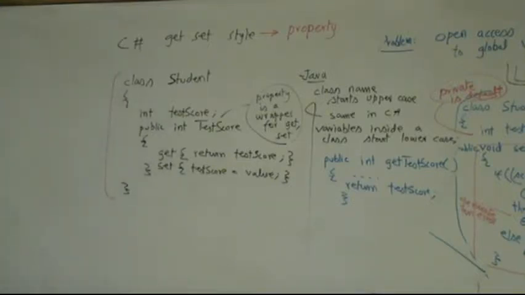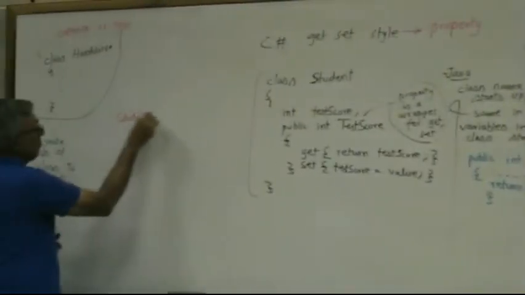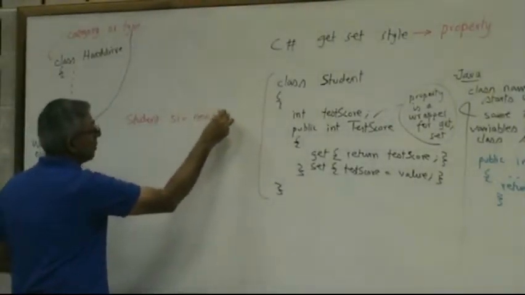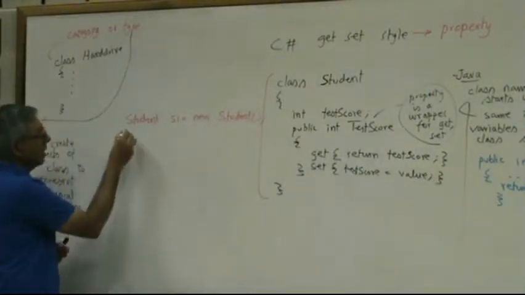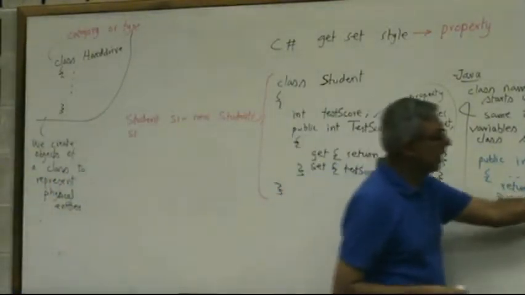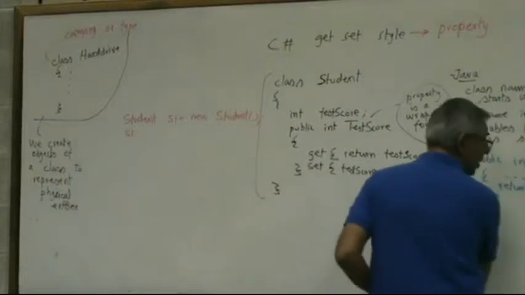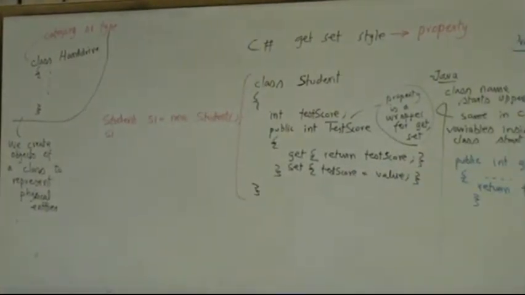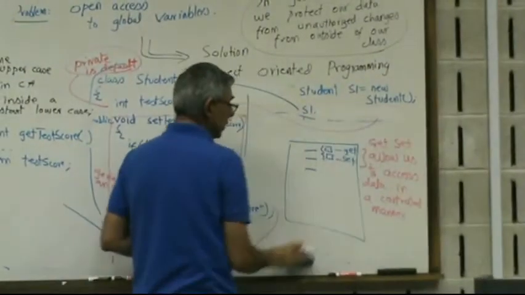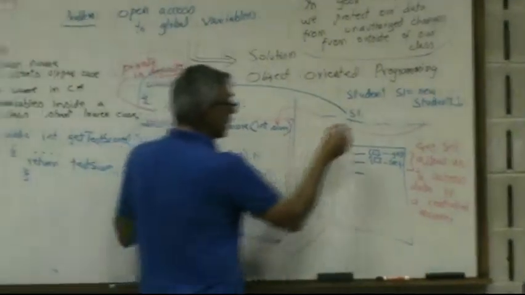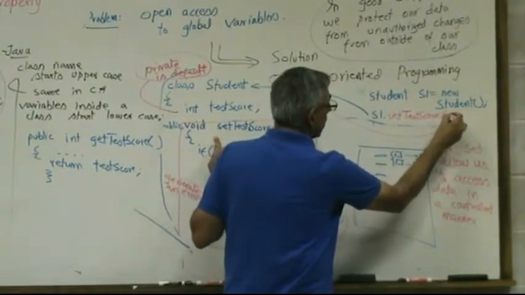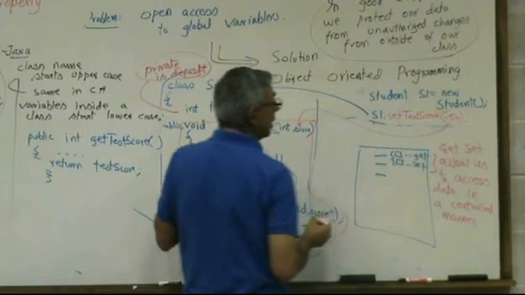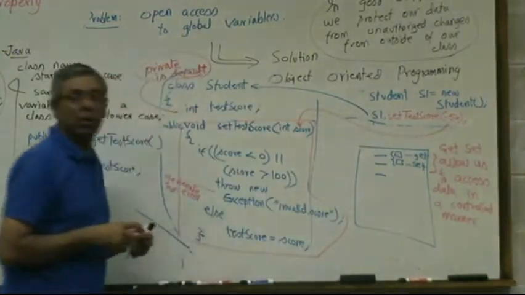So just like the original example, we will say S1 equal to new Student. First we have to create an object. Then, in this style, I forgot to mention, there's no such thing as test1 score. So if we wanted to call the set function, we will have to say S1 dot set test score of -50. So you have to either call the set function or call the get function.